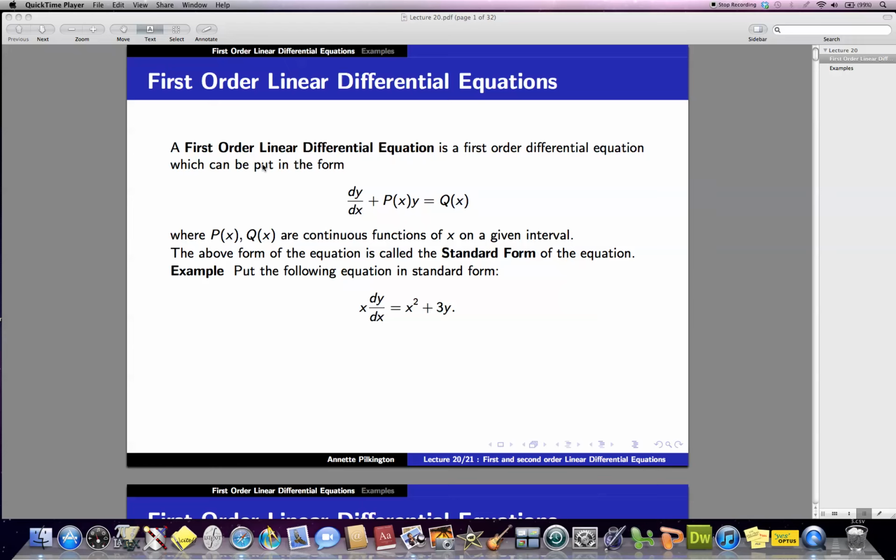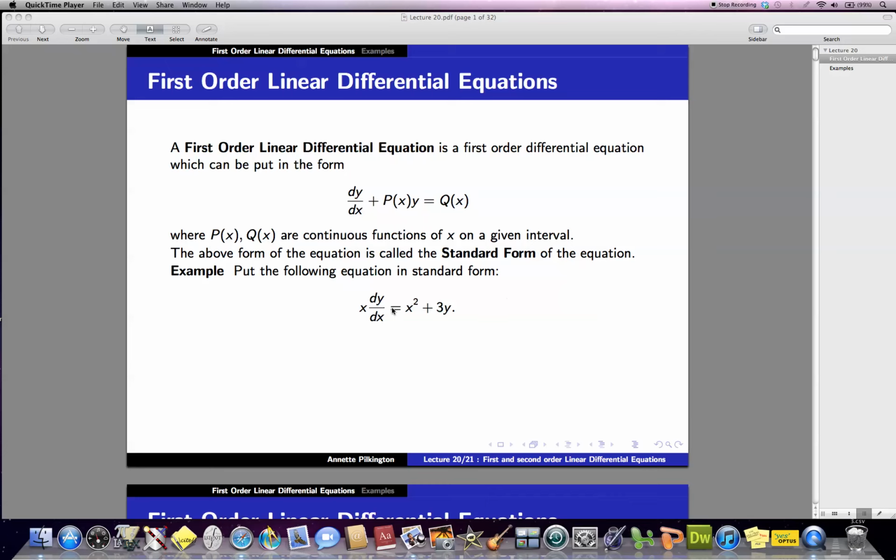A first-order linear differential equation is a first-order differential equation which can be put in this form: dy/dx plus some function of x, p(x), times y, equals another function of x, q(x). And these p(x) and q(x) are continuous functions of x on some given interval. The above form of the equation is called the standard form of the equation.